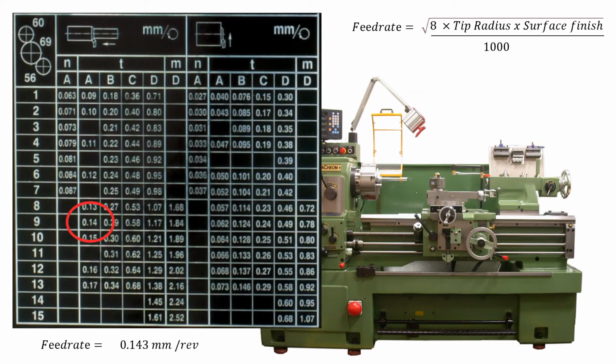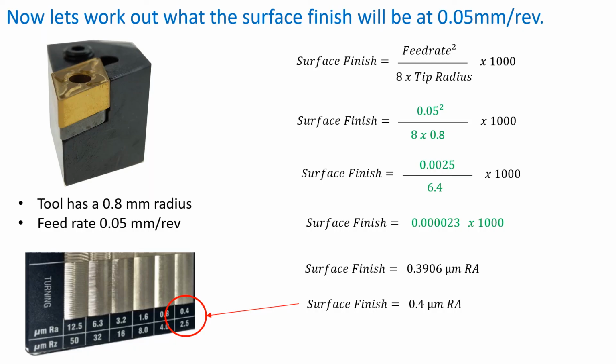Here's a picture of my gearbox feed selection table, and looks like 0.14 is the closest feed to the one that I need. Let's go the other way. What will the surface finish be if I have a tool radius of 0.8 millimeters and I've set my machine at 0.05 millimeters per rev?